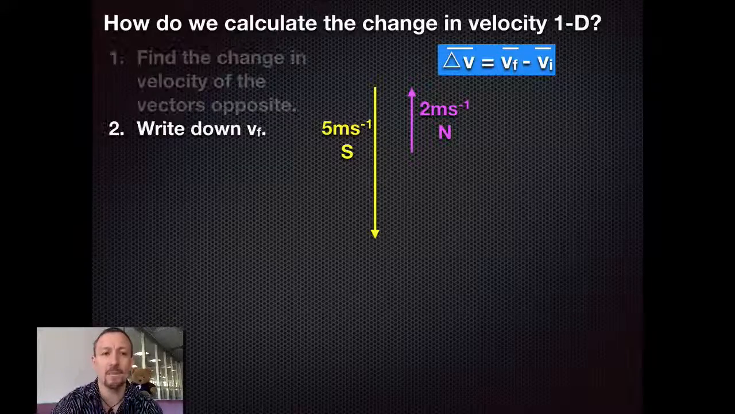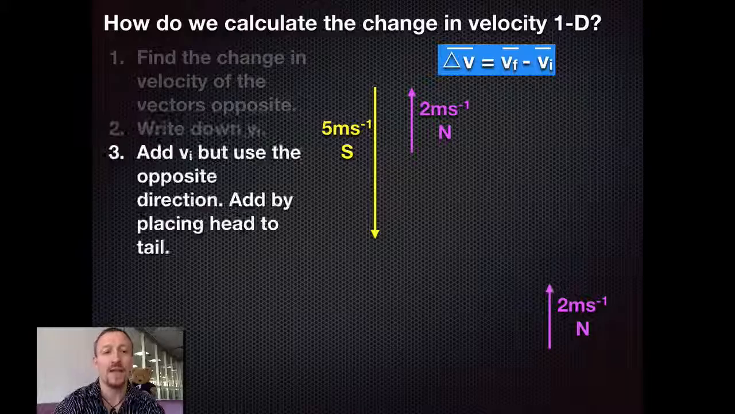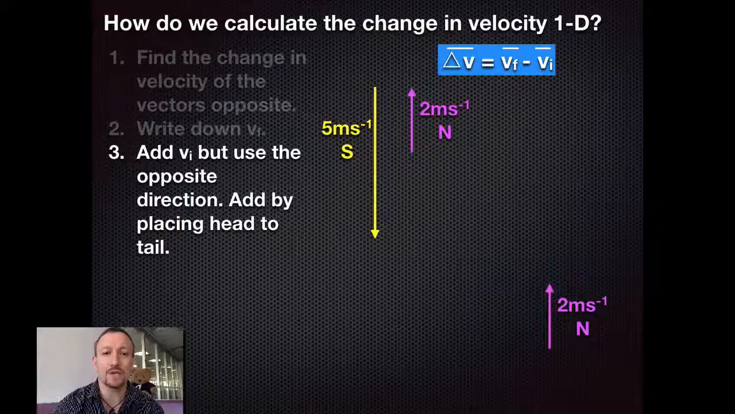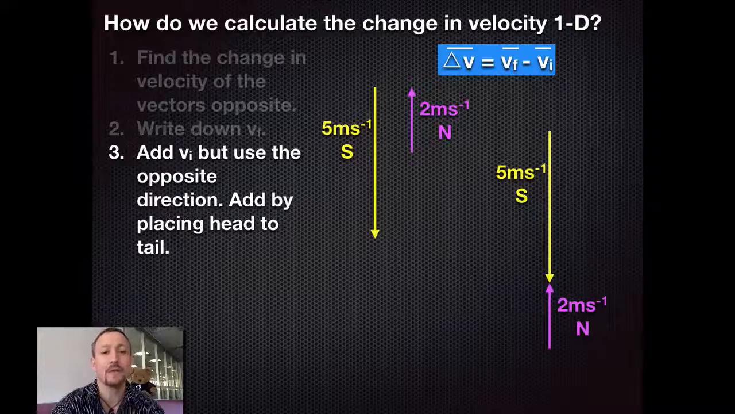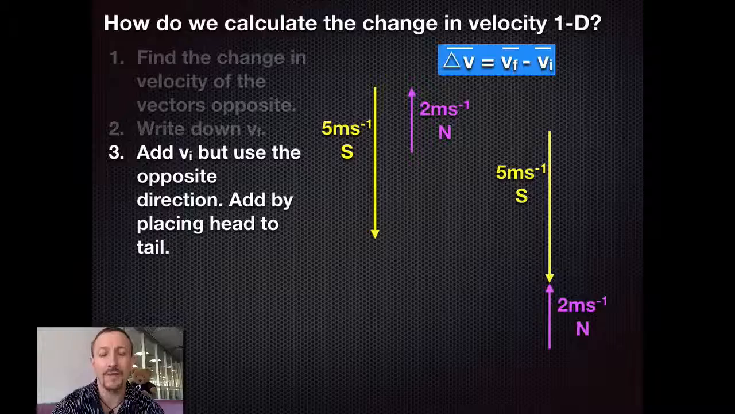So how do we do that? Well, the first thing is we follow the algorithm. We write down what our final velocity is. Now our final velocity in this case is 2 meters per second north, our pink arrow. We then have to put in our initial velocity. Now our initial velocity was 5 meters per second south, so we put that in. But hang on a sec, because what it says is it's negative Vi. So as a result, I've got to change the direction of the initial velocity. So instead of going south, I'm going to have to go north.